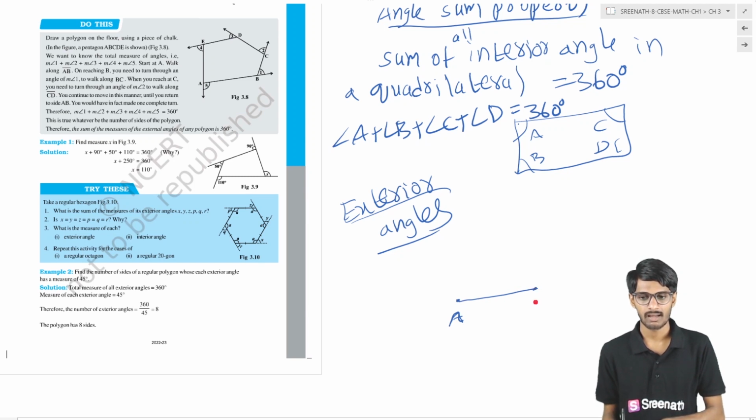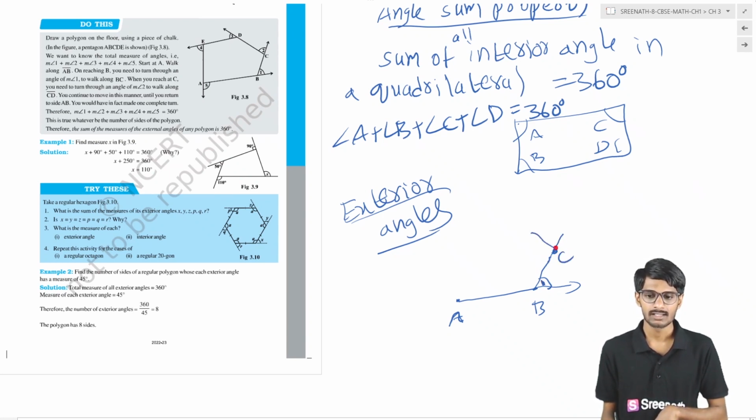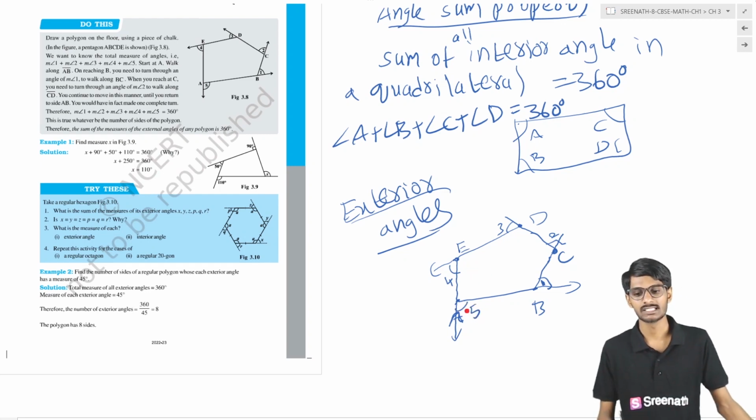Suppose we start at one point A and go along line segment AB, and there you make a turn with some angle. Mark it as angle 1, and go some distance, and at C you again make a turn, that is angle 2. Then you go to point D and again make a turn, that angle is 3. Again at E you make a turn, that angle is 4. Whenever you come back to A, you again make a turn, that angle is 5. So now you can understand these are the exterior angles.